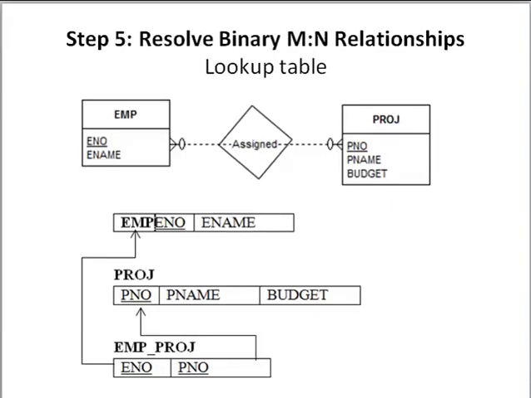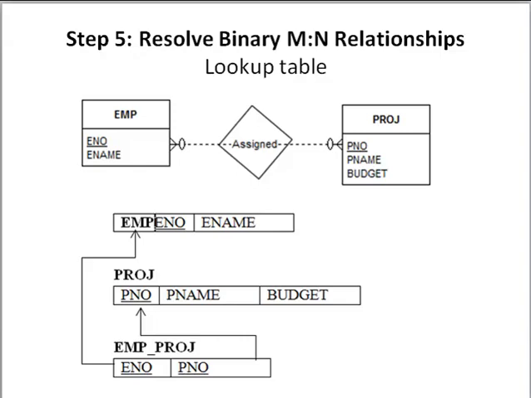Okay. Step 5. In step 5, we are mapping M to N, or many to many relationships. And the way to do this is to create what's known as a lookup table. That's one way to call it. So again, in step 1, we would have created the employee and the project relations. And when we got to step 5, we would recognize this as a many to many relationship.